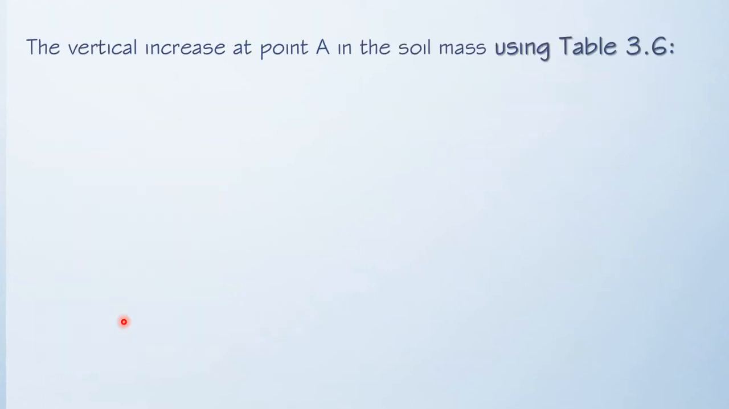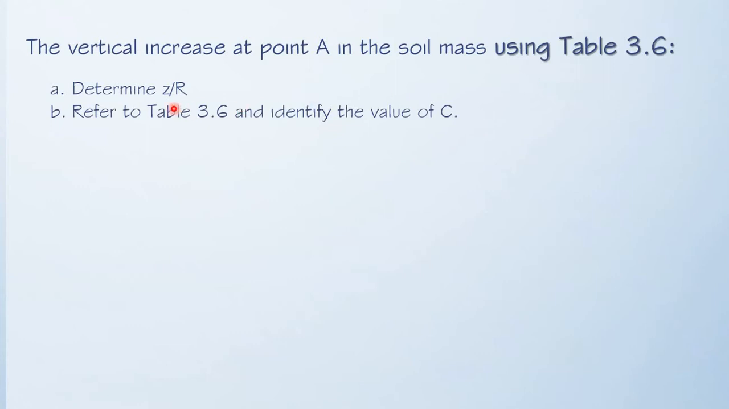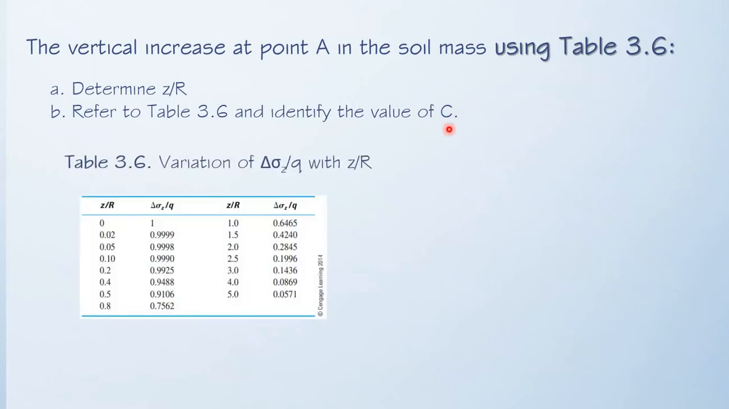Also, considering method 2, the vertical increase at point A in the soil mass using table 3.6. First, we have to determine the ratio between the depth and the radius of the circular load. Then we refer to table 3.6 to identify the value of C. After identifying the value of C, we can substitute it into the equation to get the value of the vertical stress. So this is the table that is being used for this specific type of load. Let us consider a sample problem.